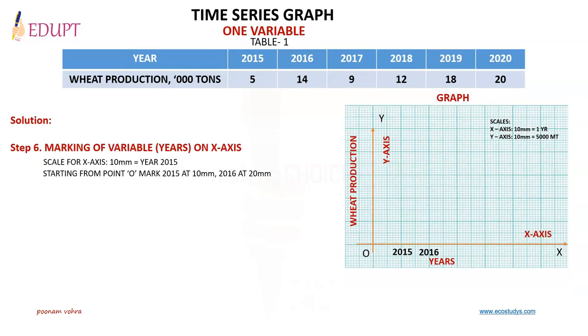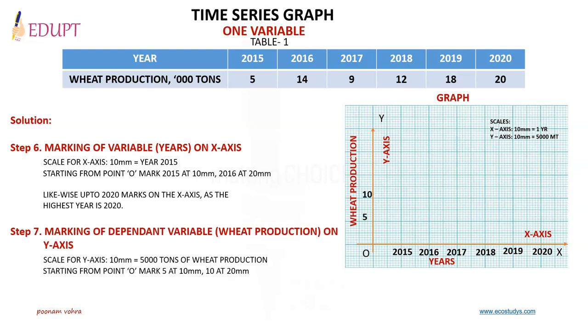The next step is to mark the variable years on the x-axis. As I just mentioned, 10 millimeter distance represents 2015, 20 millimeters distance represents year 2016, and so on, completed till 2020. So is the case with the y-axis. 10 millimeters represent 5,000 tons of wheat, and then 20 millimeters would represent 10,000 tons of wheat, and following the same pattern, plotted till 25,000 tons.